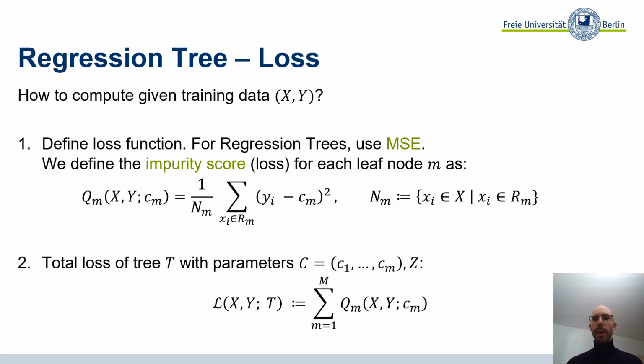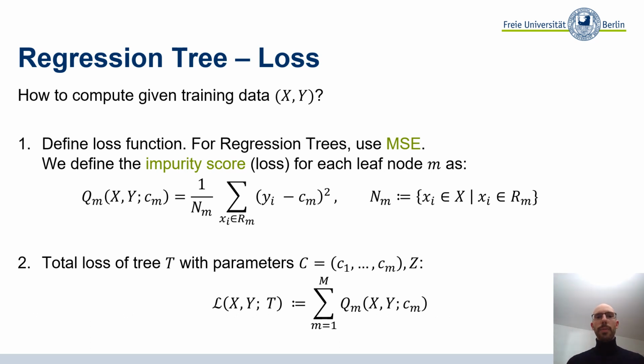So now we know how we use a regression tree, so to speak, how we make predictions with a regression tree. But what we don't know yet is how we compute that regression tree in the first place. A good starting point in machine learning when you want to build some predictor is always to think about what your loss function is. And for regression trees, the loss function that we're going to use is MSE, mean squared error, which is what we typically use in regression problems.